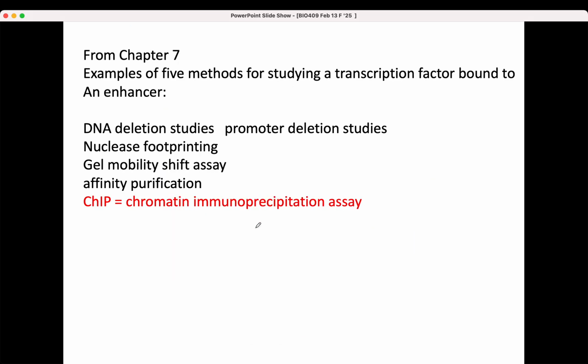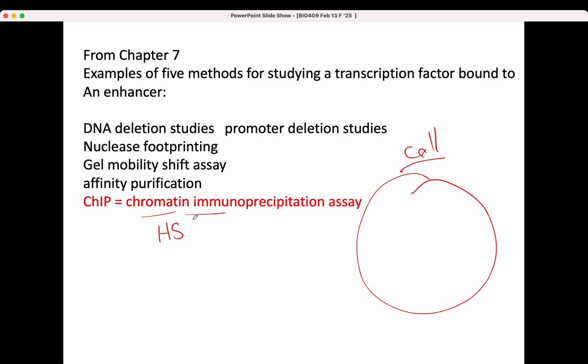Okay, so one more example of a method, and this method is different. Instead of working in a test tube and breaking the cell open, we want to work in a more natural setting. So we're going to work in the cell, in the living cell. We want to study, in our case, I think the example I have is HSF, and we want to find out what are its target genes.